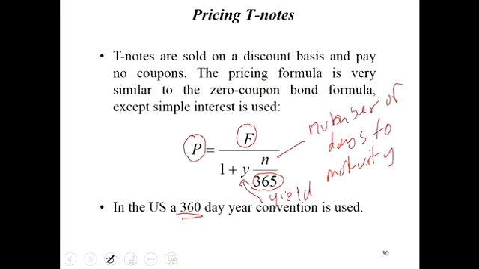Because there's no coupon, it's simply face value, work out the discount factor, calculate the price. And the difference between the price you pay and the face value, that's the amount of interest in dollars that you're going to earn over the life of the bond. Well, life of the T-note. Okay, any questions on that before we move on?